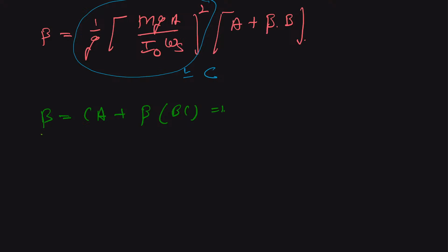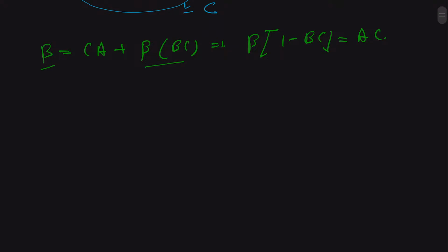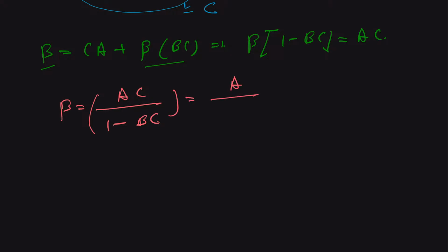So we get this as, we can combine these two terms. Beta times 1 minus bc is equal to a times c. Thus we get that our beta is equal to a times c divided by 1 minus b times c. And we can further write it as a upon, or we can keep it like this, doesn't matter. Okay. So this is our final angle beta. And next question.